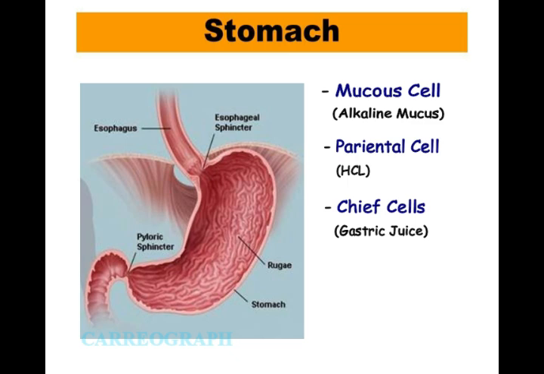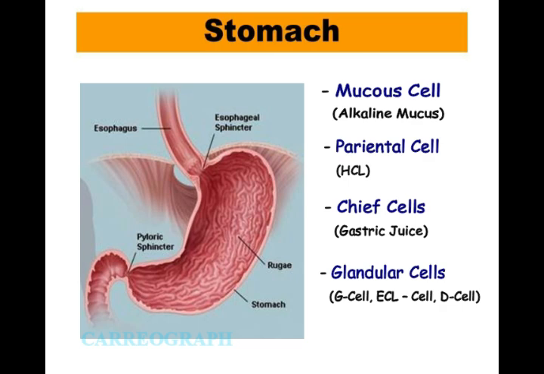and D cells. See, these G cells and ECL cells are very friendly, because wherever you see a G cell in the stomach, you will also find ECL cells there. These G cells secrete a hormone called gastrin, and ECL cells, that is enterochromaffin-like cells, secrete histamine, and D cells secrete a hormone called somatostatin.